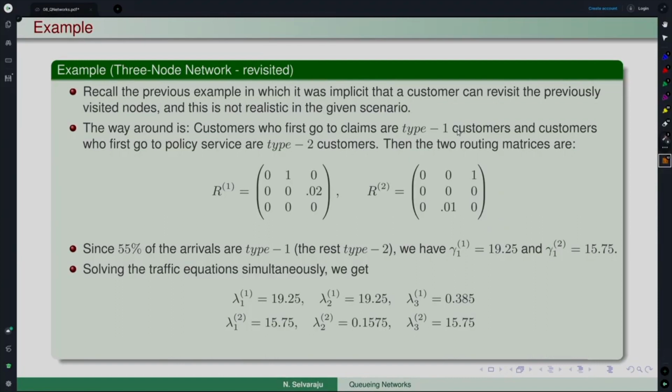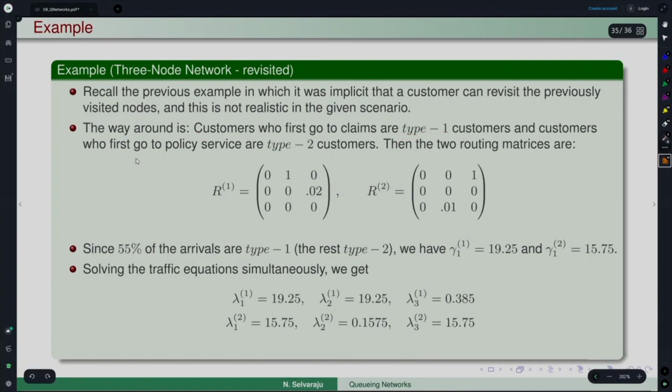So, the nodes themselves you are designating: one is the claims node, one is the service node. Actually it is, but depending upon how the routing is, things will happen here. Those who first go to claims are type 1 customers, and type 2 customers are those who go to policy service first. Then there are 2 routing matrices for the 2 types of customers. So we are designating depending upon where they move first after node 1. If they go to claims, we call them type 1; if they go to service, we call them type 2.